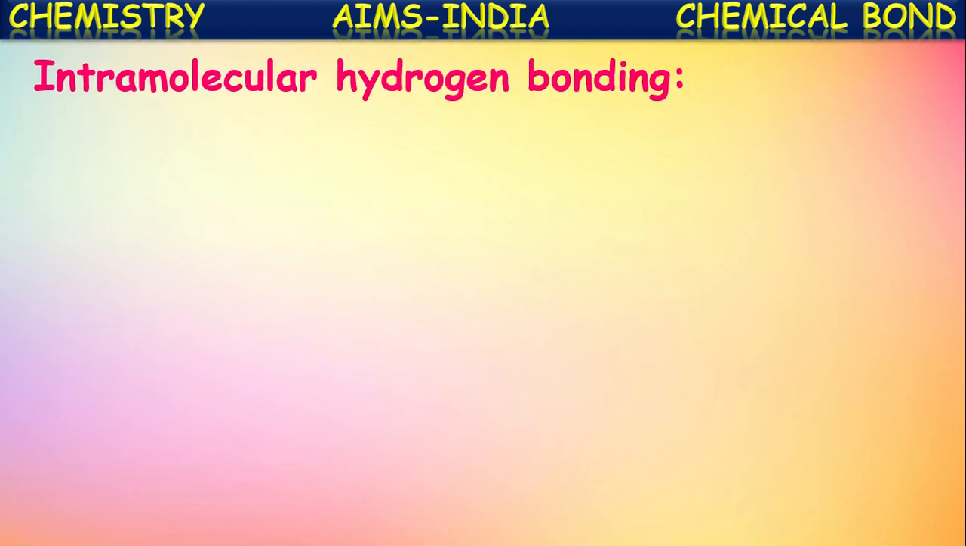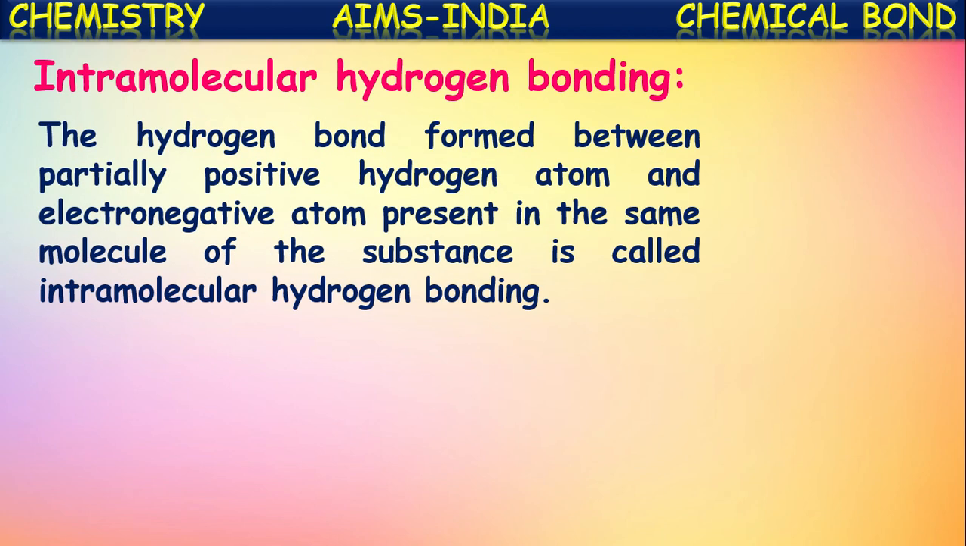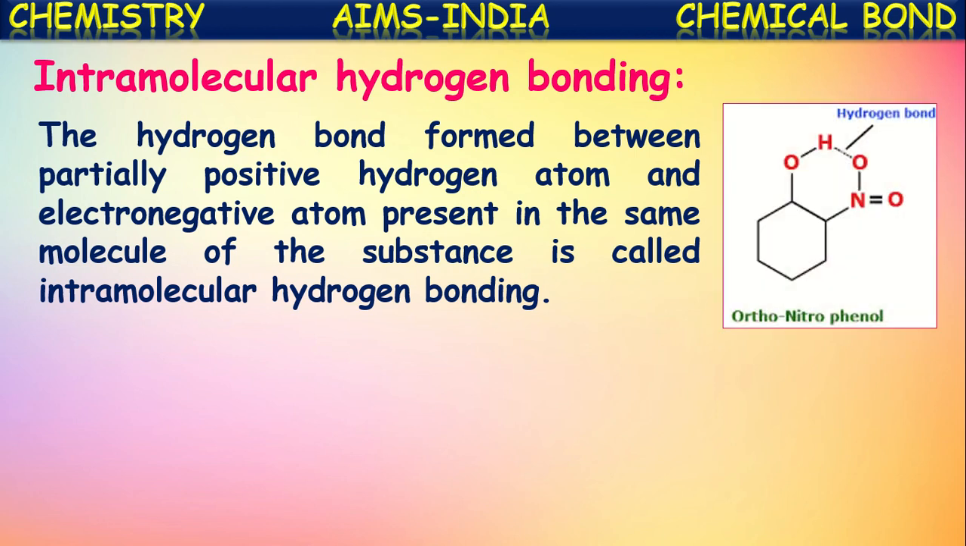Next, the second kind of hydrogen bonding is called intramolecular hydrogen bonding. Intra represents within the same. Intramolecular hydrogen bonding means the hydrogen bonding formed within the same molecule, simply to say. Let us see the definition. The hydrogen bond formed between the partially positive hydrogen atom and the electronegative atom present in the same molecule of the substance is called intramolecular hydrogen bonding.